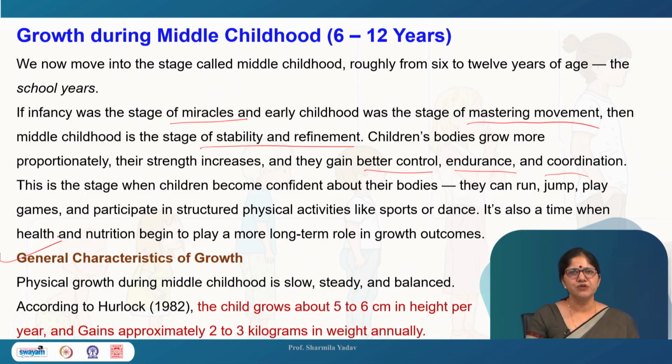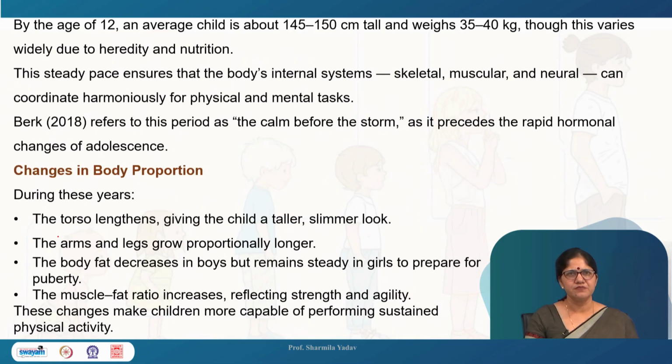Physical growth during middle childhood is slow, steady and balanced. According to Hurlock, 1982, the child grows about 5 to 6 centimeters in height per year and gains approximately 2 to 3 kilograms in weight annually. By the age of 12, an average child is about 145 to 150 centimeters tall and weighs 35 to 40 kg, though this varies widely due to heredity and nutrition.